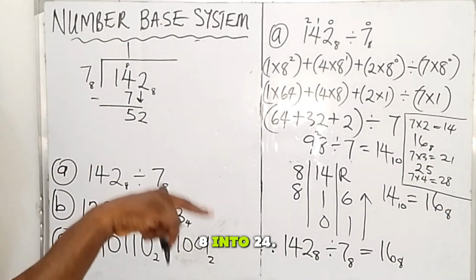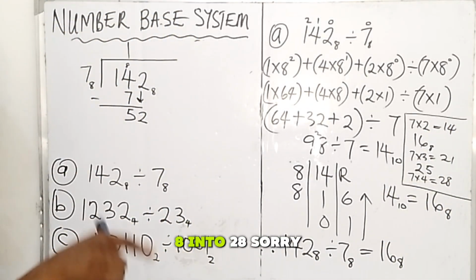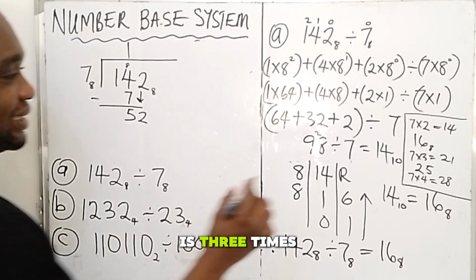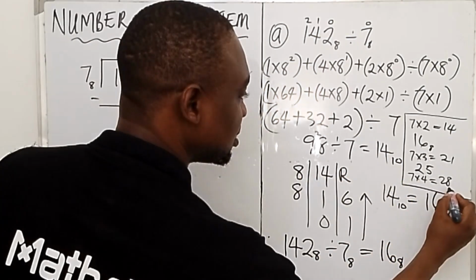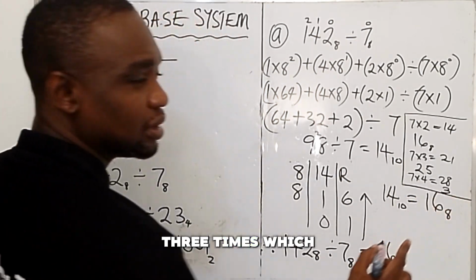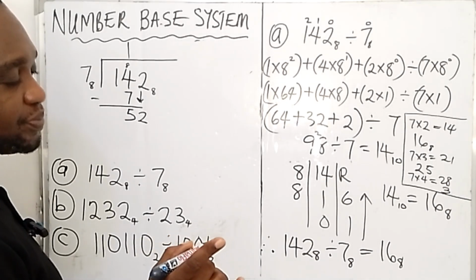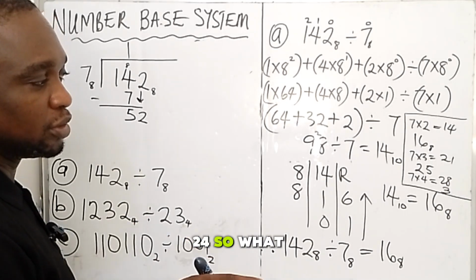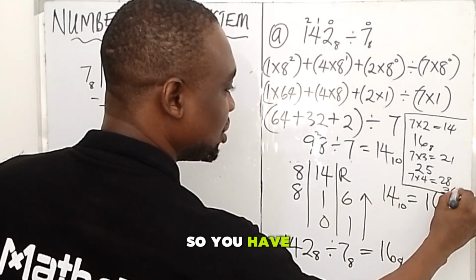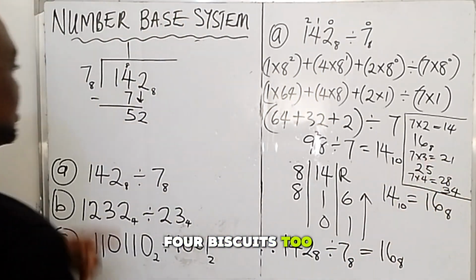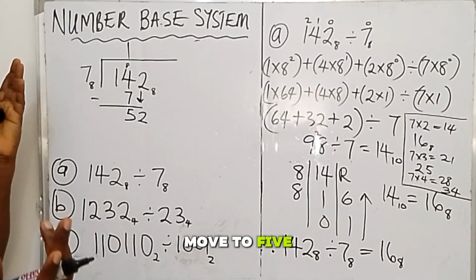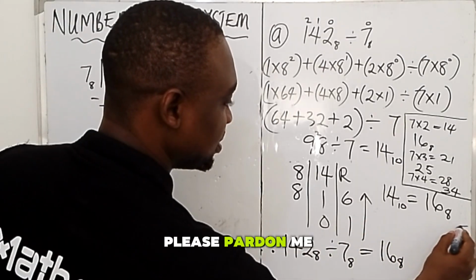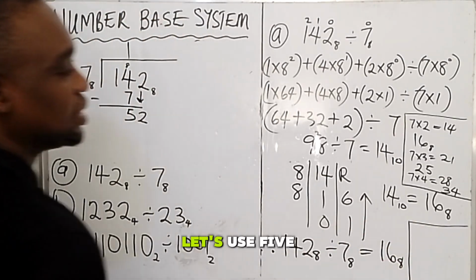8 into 28 is 3 times, which is 24. So what? Remainder 4. So you have 3, 4 base 8. Too small. So let's move to 5. Let's use 5.